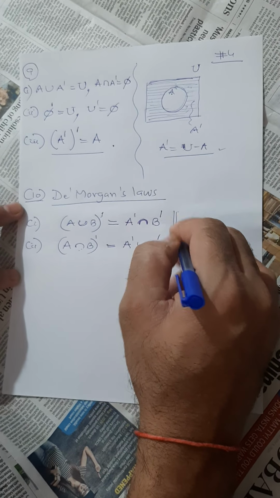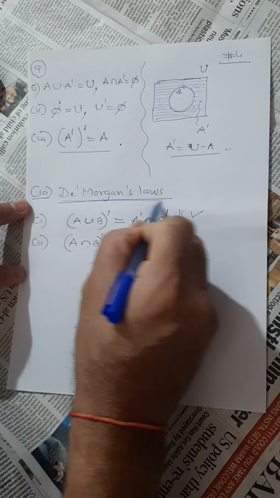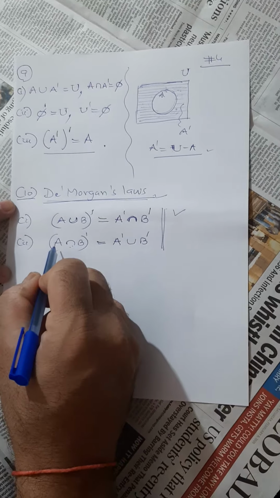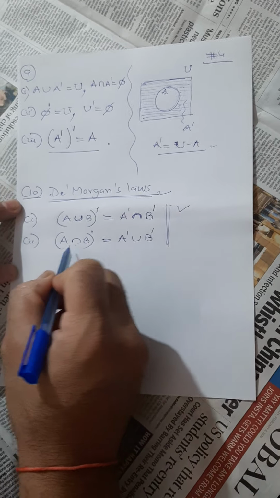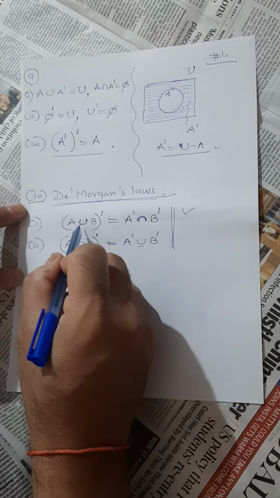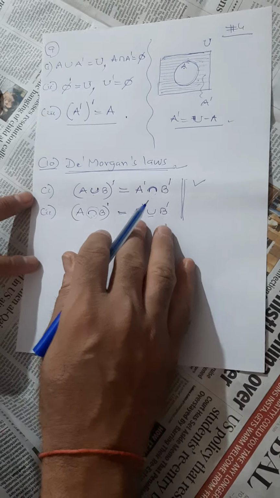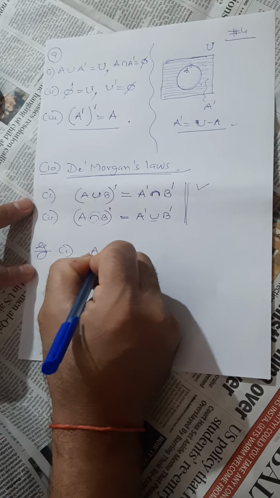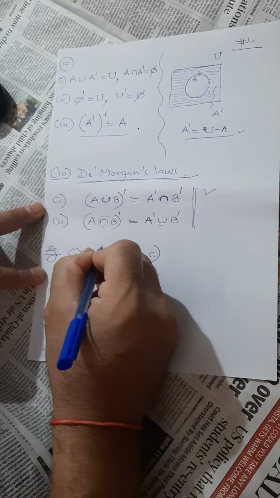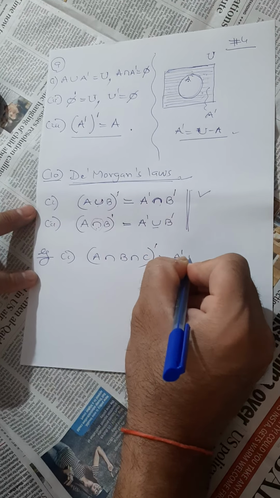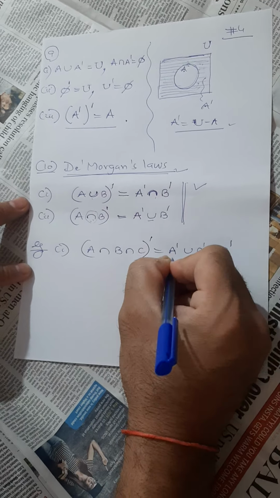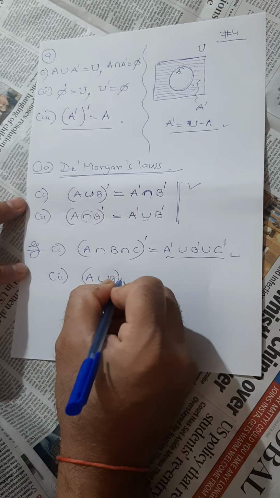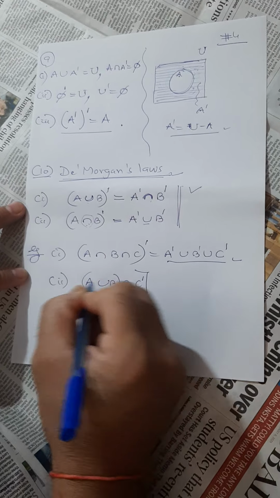These two properties are very important properties in sets which are called De Morgan's laws. A union B the whole dash is A dash intersection B dash. A intersection B the whole dash is A dash union B dash. Intersection to union, union to intersection. Not only for two sets, this holds for any number of sets. For example, I have here A intersection B intersection C the whole dash. So you can write A dash union B dash union C dash for three sets.